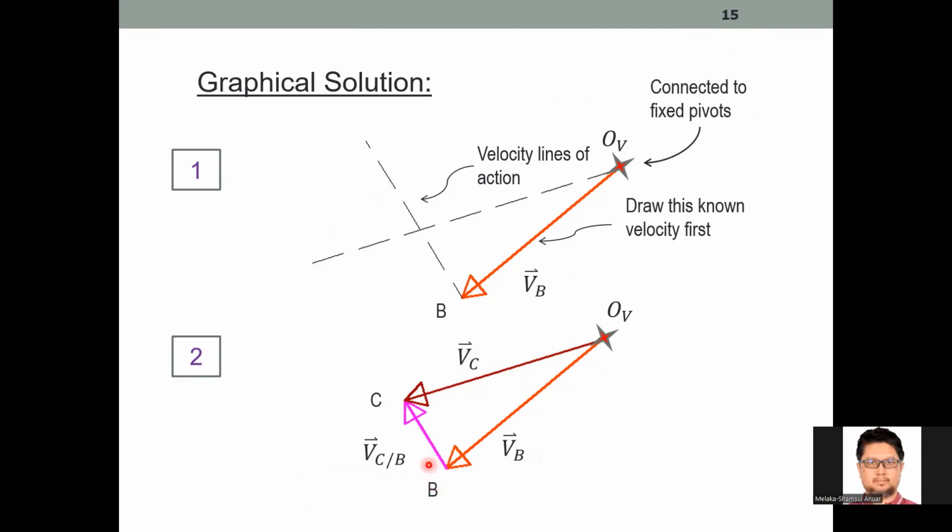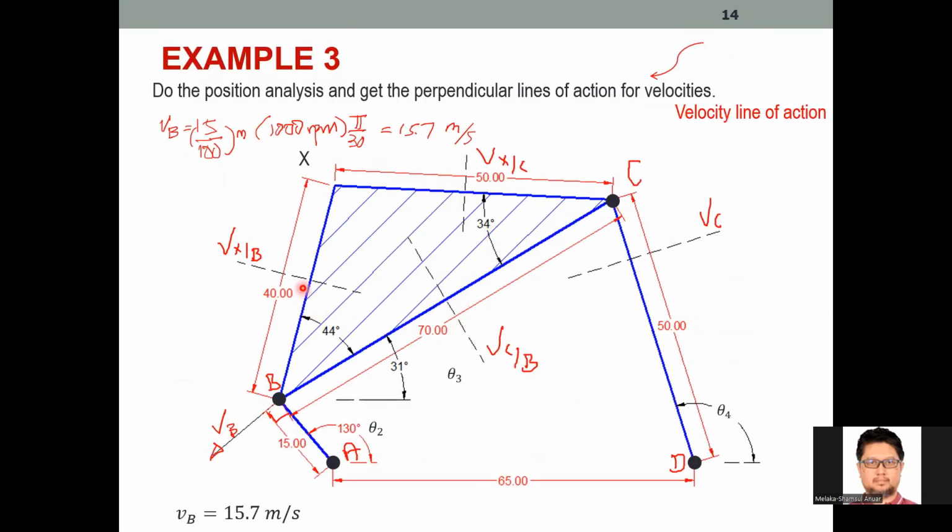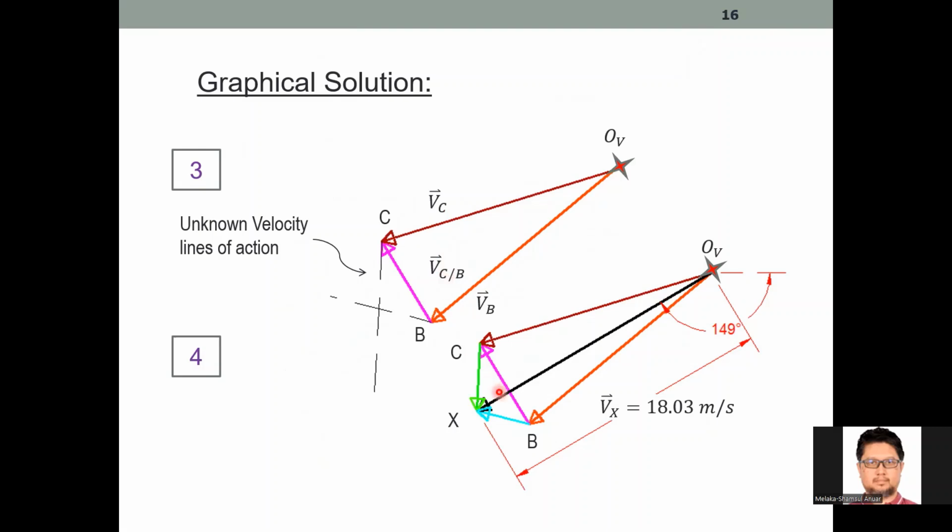Okay, but we need to find VX. So we need to extend. So the line that VX/C must pass point C, whereas VX/B must pass through point B. So these are the remaining two lines that we need to include in our vector velocity polygon. Okay, so once you do that, you see another intersection, and that will be point X.